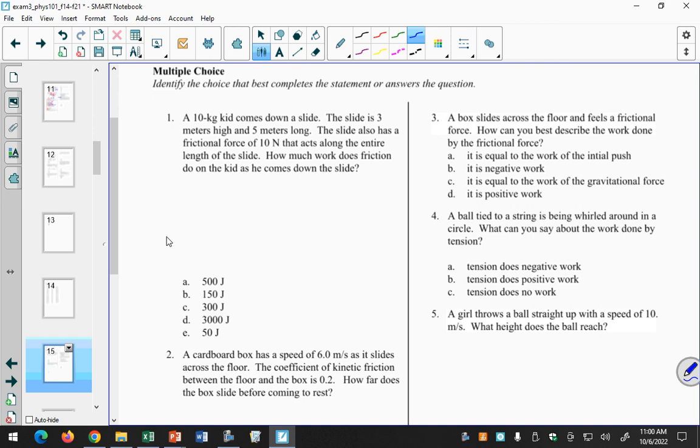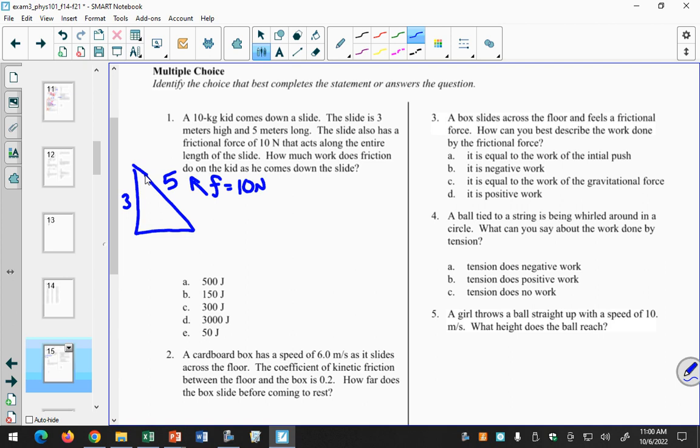All right, that's exciting. All right, so a 10-kilogram kid comes down a slide. So I'll draw the slide as a triangle. It is 3 meters high and 5 meters long. Okay. And there is a frictional force acting up the inclined plane that is 10 newtons that acts along the entire length of the slide. How much work does friction do on the kid as he comes down the slide?